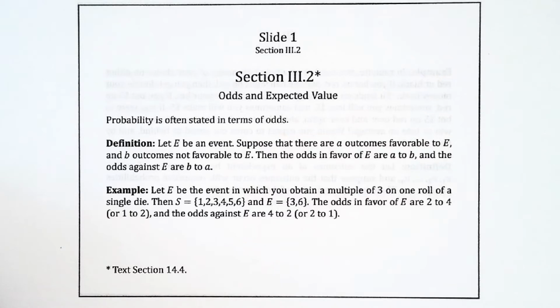This is the first mini lecture for what I'm calling section 3.2 of the notes. It actually comes from section 14.4 of the textbook. We had to skip some material. So this section is about odds and expected value, and in this mini lecture I'm going to talk about odds.